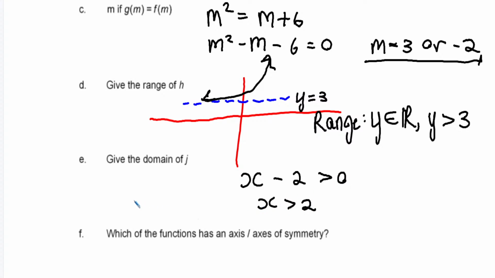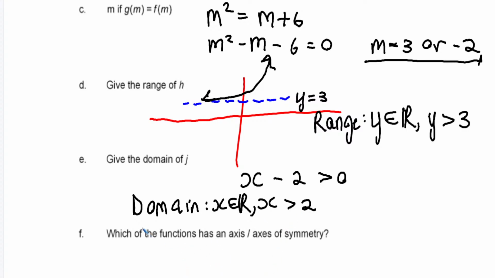So our domain is actually x can be an element of the real numbers. What we're saying there is it doesn't have to only be whole numbers. It can be any type of number. In other words, irrational or rational, all right? But it must be bigger than 2.